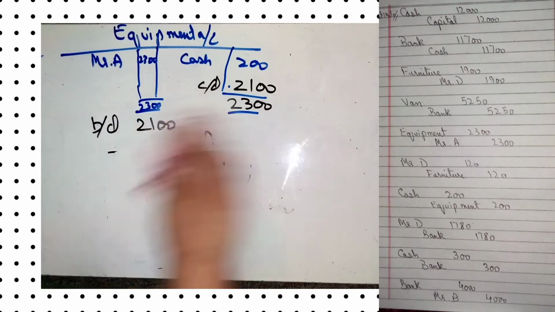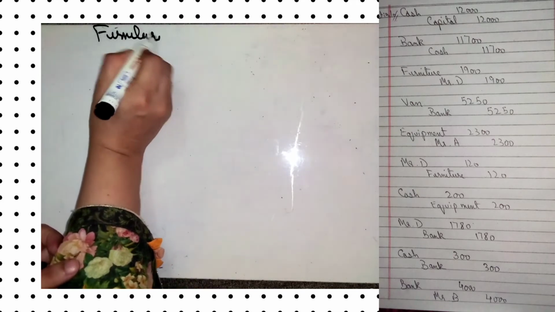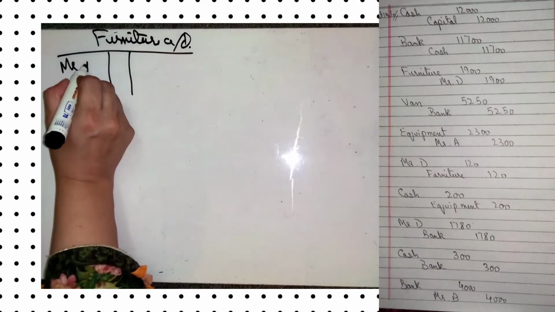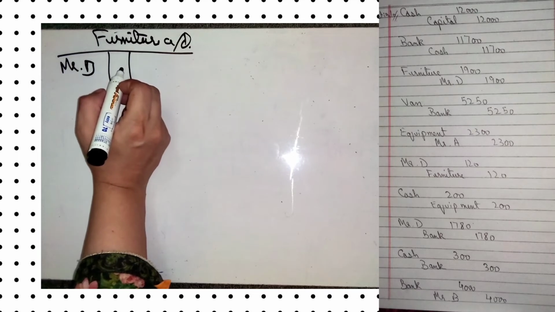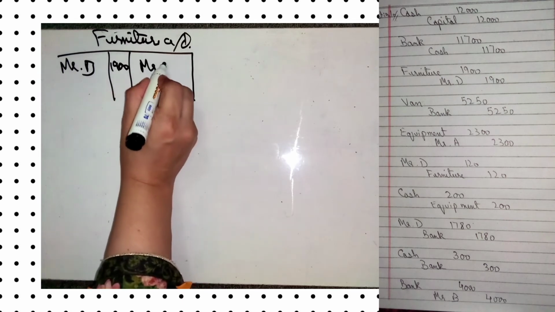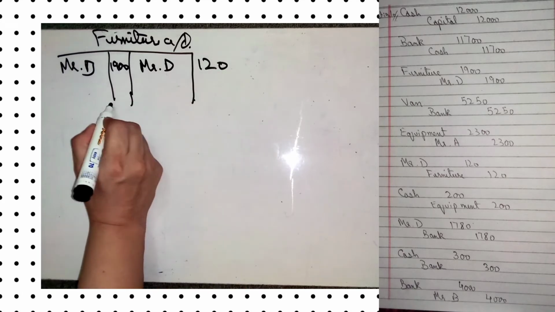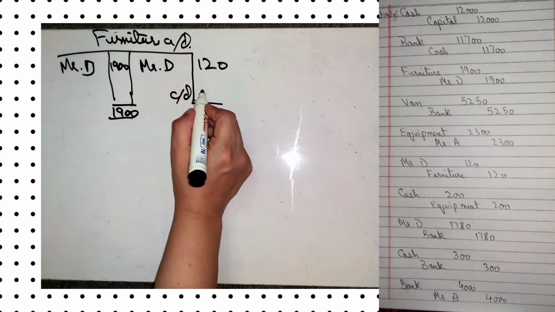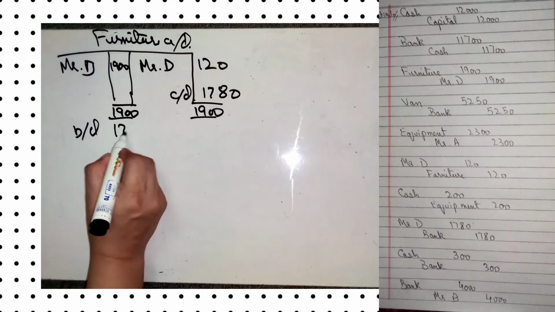Now comes the furniture, Mr. D and Mr. B's account. Furniture, Mr. D with 1,900, and then we returned some faulty furniture, so that was for 120. Grand total is 1,900. Subtracting this, we'll get the carried down, which is 1,780, and brought down is 1,780.